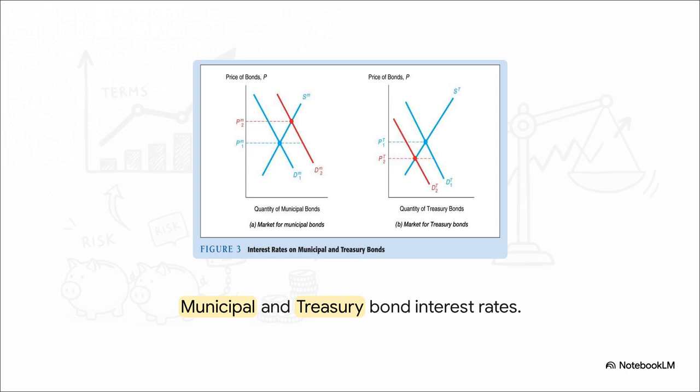Meanwhile, fully taxed Treasury bonds become way less desirable, so their demand drops and their interest rates rise. The really crucial takeaway here is that investors will gladly accept a lower interest rate on a riskier asset just so long as the tax advantages make up for it.